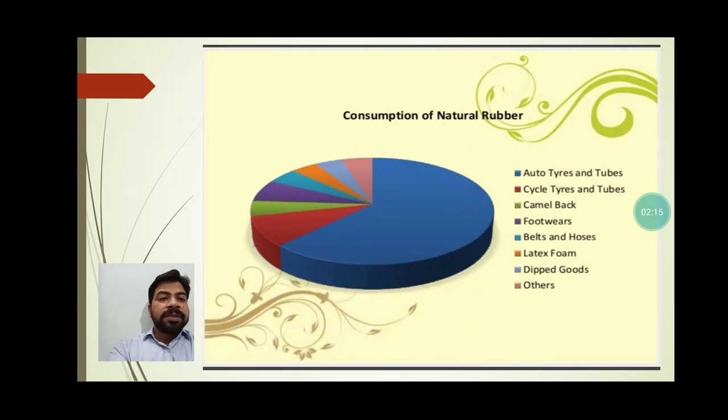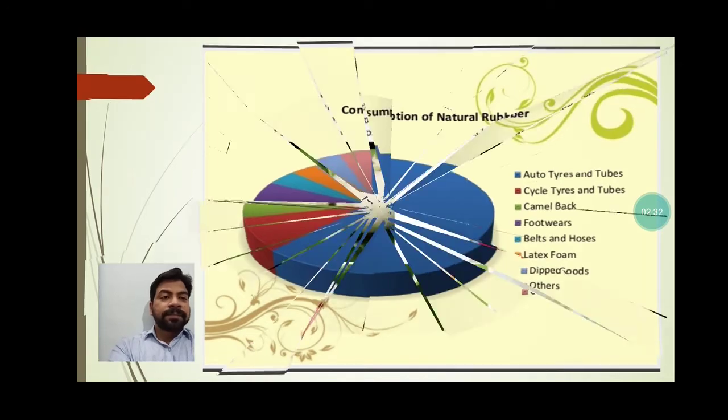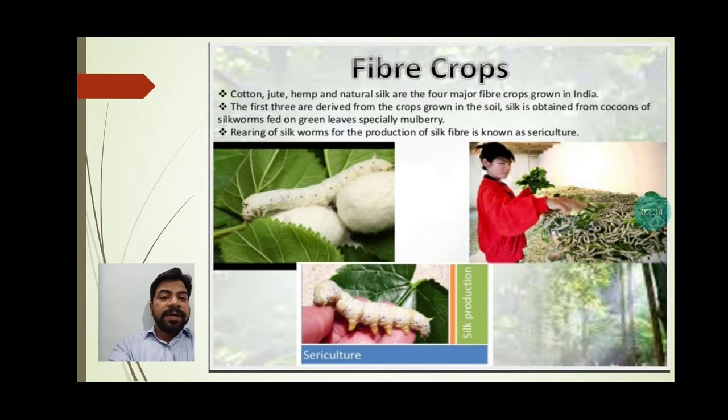When we talk about the consumption of natural rubber, it is used in auto tires and tubes, cycle tires and tubes, camelback, footwear, belts and hoses, latex foam, dipped goods and other work. So that's why rubber is used as a raw material in industry. Next is the fiber crop. Cotton, jute, hemp and natural silk are the 4 major fiber crops grown in India.